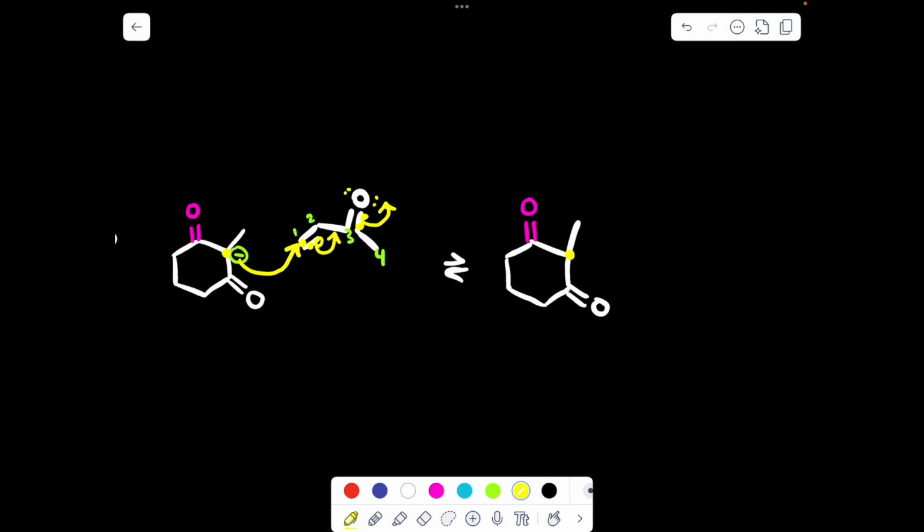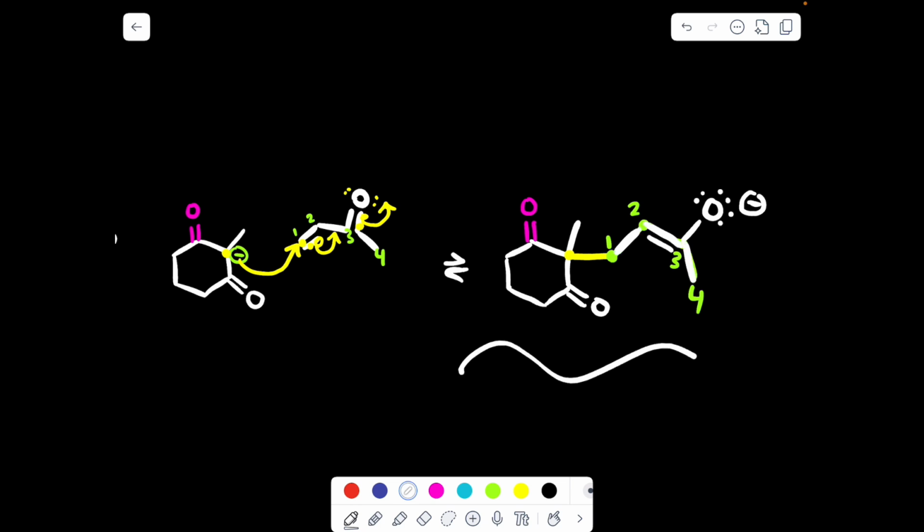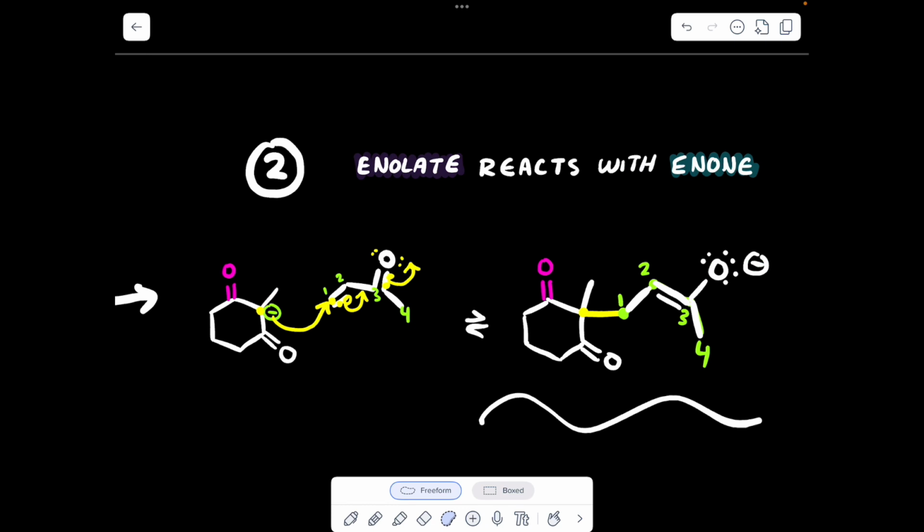Now you have a bond from the carbon that had the negative charge to carbon number 1. You said carbon number 1 to carbon number 2 to carbon number 3, which has carbon number 4 attached to it, where carbon number 3 has a single bond to an oxygen. That now has 3 sets of lone pairs, so it has a negative charge. And you also have another bond in between carbons 2 and 3. So this would be your structure. So this would be the product of step 2, which is your enolate reacting with the enone.